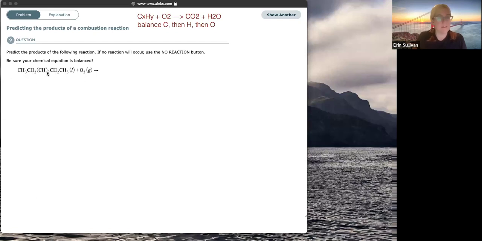Okay, so let's see what we have. CH3, okay, this fits the brief for a hydrocarbon. So then our possible products are CO2 and water. So balance carbon, then balance hydrogen, then balance oxygen would be my strategy. So count up how many carbons you've got. 1, 2, 3, 4, 5, 6 carbons. So I'm going to do that. Balance hydrogen, 1, 2, 3, 4, 5, 6, 7, 8, 9, 10, 11, 12.